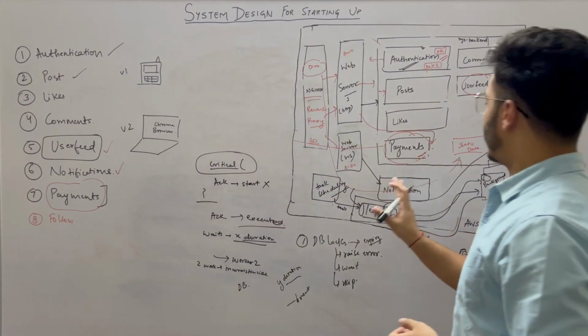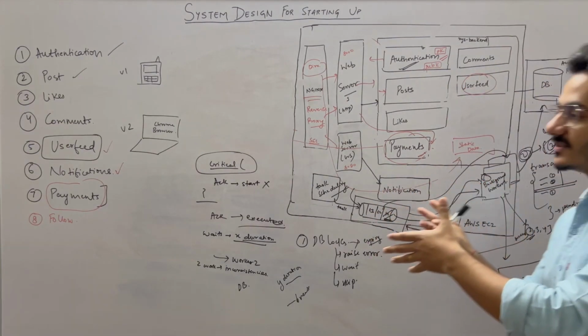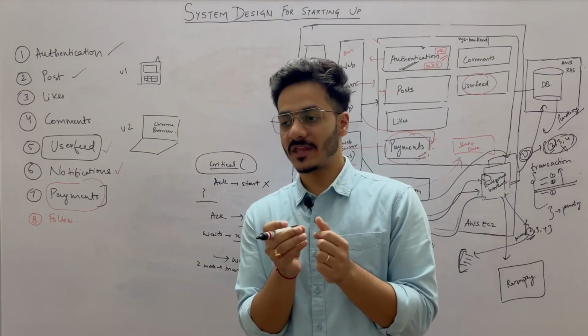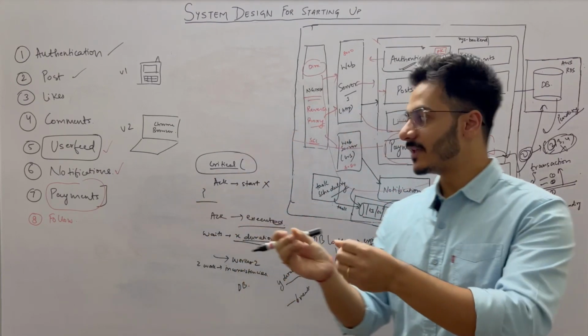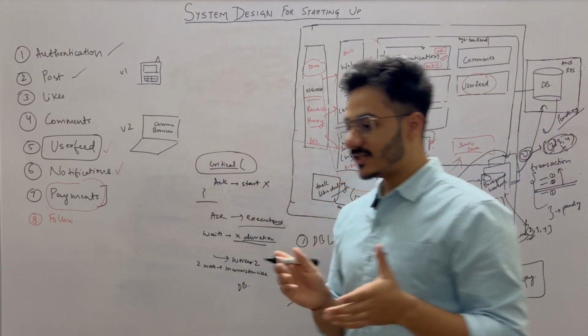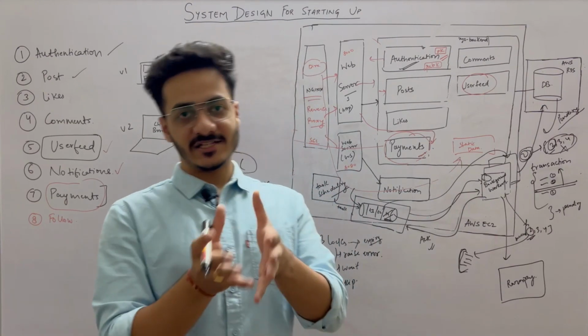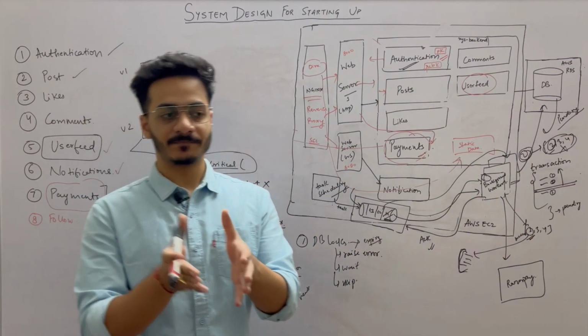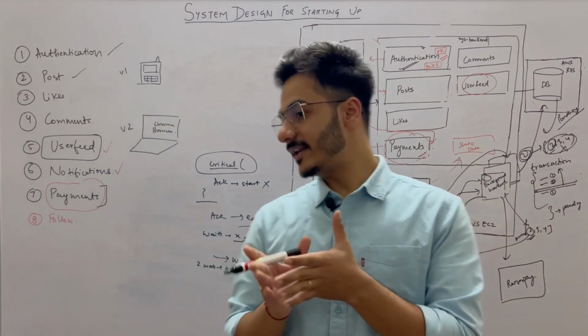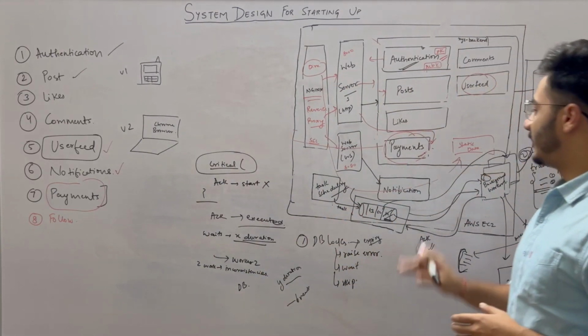Now we will talk about notifications in much more depth, because notifications can happen in two cases. First of all, if the person you follow makes a post, then you should get a notification. And second, if someone likes your post or comments on your post, then you might also need notifications. So we will talk about that now.